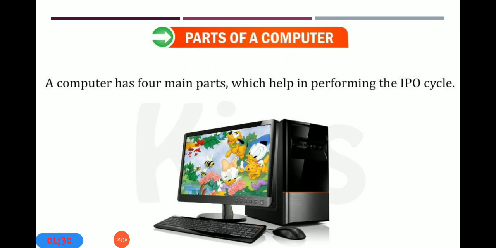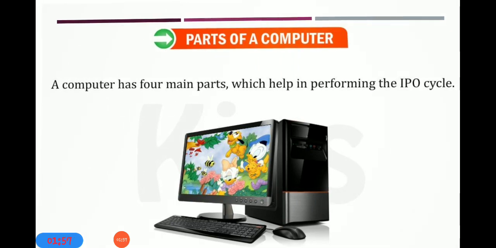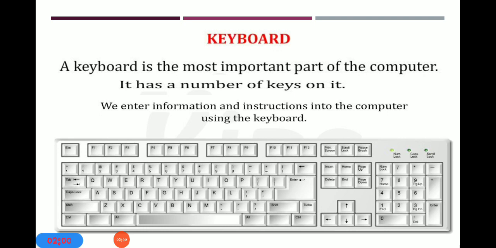Each and every time, this cycle continuously works in a computer system. Each and every time we have to give input to a computer, the CPU processes that input, and then afterward it gives you the desired output. Clear? So this is called the IPO cycle, input, processing, output, and a computer has four main parts, and those parts are used only for input, processing and output.